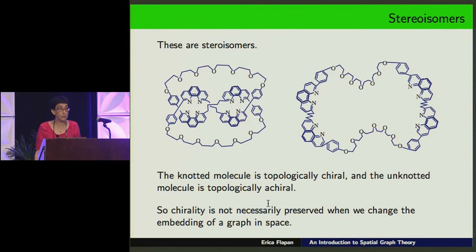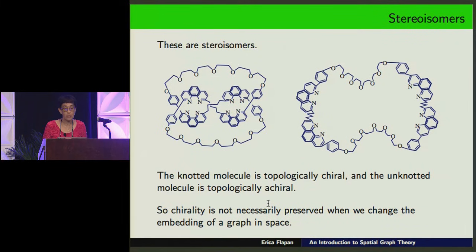Here's another pair of stereoisomers. So the knotted molecule and an unknotted version of the same molecule. So I had to sort of squish it with this accordion-like thing on the sides to fit. But in any case, it's got exactly the same structure, but it's embedded in space in this unknotted way. And we saw that the knotted molecule is topologically chiral, but anything that's just a plain circle can lie in a plane, and so it's exactly the same as its mirror image. So the knotted one is chiral, and the unknotted one is achiral. So this shows us that chirality is not, in general, preserved when we change the embedding of a graph, as we have here.